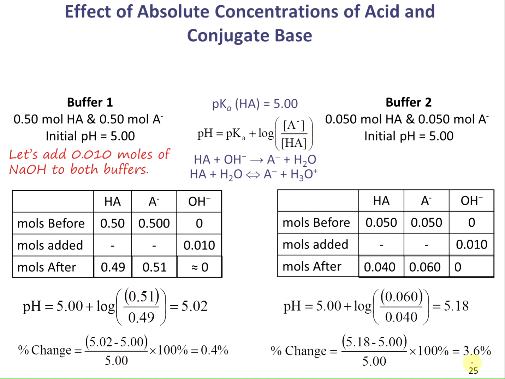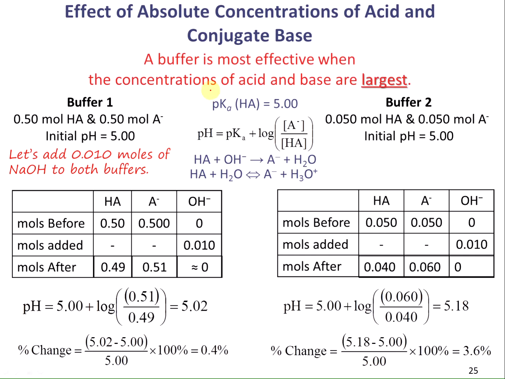So notice that the more concentrated buffer system 1 had a smaller change in the pH than the more dilute buffer, which had a change of 3.6% in the pH. So a buffer is most effective when the concentrations of acid and base are largest.